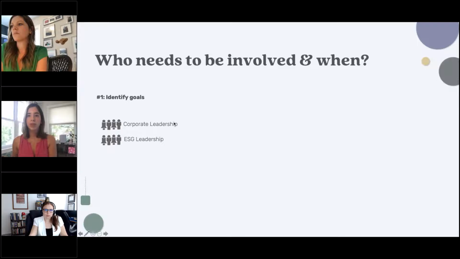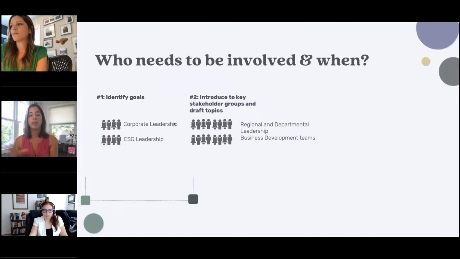Once the goals have been identified, key stakeholder groups can be ascertained, as well as, depending on the nature of the goals and the organization's governance structure, we will be expanding the group that we are engaging. So we'll introduce to key stakeholder groups and draft topics. So here's when you already know what you want to achieve.